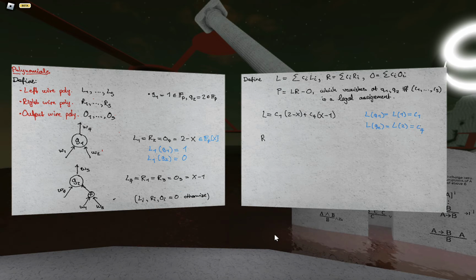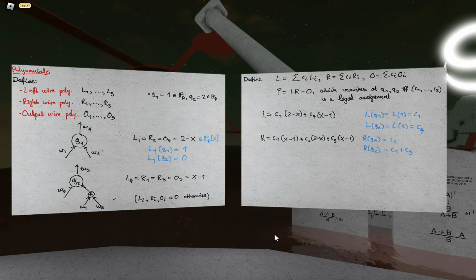Let me finish, Dan, before you give away any more. What's the right polynomial? It's C1 times R1, which was x minus 1, plus C2 times 2 minus x, which was R2, plus C3 times x minus 1. What is R of G1? That would be R of 1, obviously, which is C2. What's R of G2? It's C1 plus C3, which indeed is the right input to our second gate.